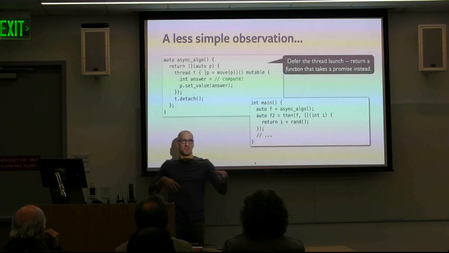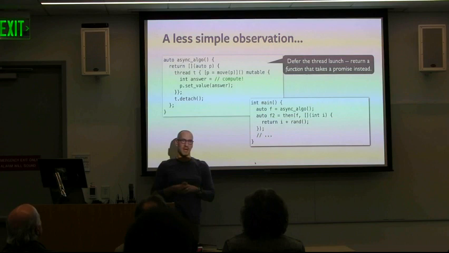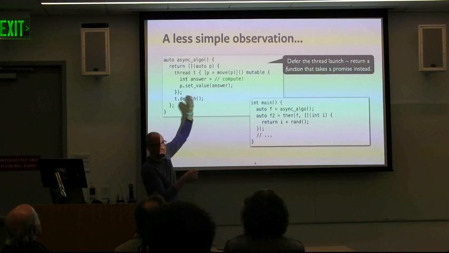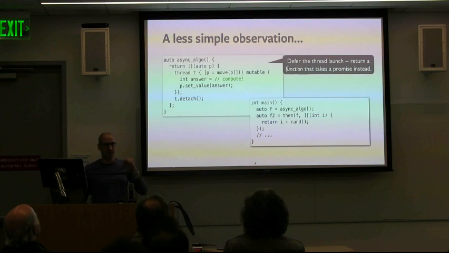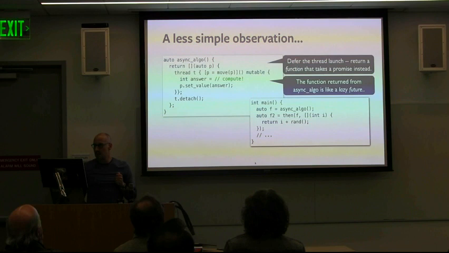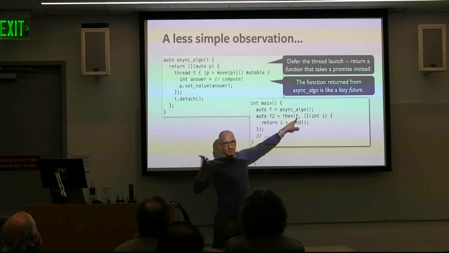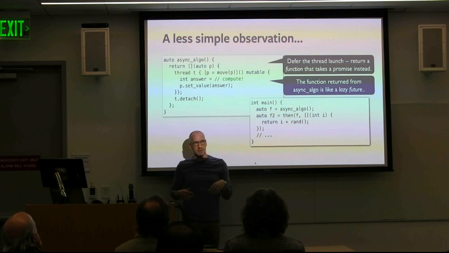Well, rather than actually doing the work eagerly, like launching the thread, we return a lambda that will launch the thread. So you've completely deferred your work. You return a lambda, and the lambda takes the promise as an argument. That's the continuation. You can think of this thing that you're returning as kind of like a lazy future. It's just a lambda that takes a promise-like thing. And you'll notice here that since we've returned a lambda, and a lambda doesn't have a .then member function, we've changed it. We have a then function. We haven't shown you what then as a function is.